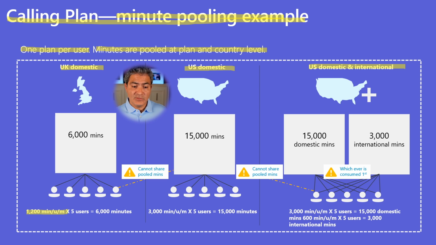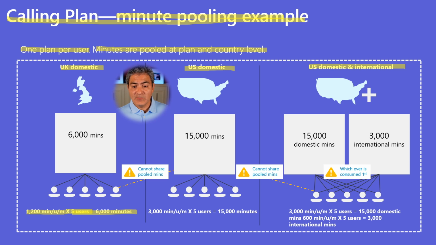And you have 5 users, so those 5 users, all their minutes are pooled, so you get 6,000 minutes per user per month in that country with that same type of plan in the UK, okay? So if Bob uses a ton of minutes and Sally uses a few minutes, it doesn't matter. It's from the same pool, okay?